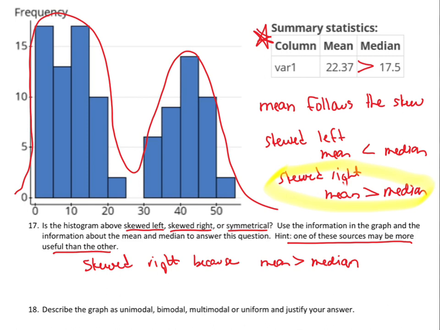Then last but not least, we're asked to describe the graph as unimodal, bimodal, multimodal, or uniform. As you can see, I've already sort of done the blanket test or the roller coaster test, whatever you want to call it. There are 2 lumps under my blanket, or there are 2 hills on my roller coaster. So remember, that means it's bimodal. How would you justify your answer for that? I would simply say there are 2 peaks.